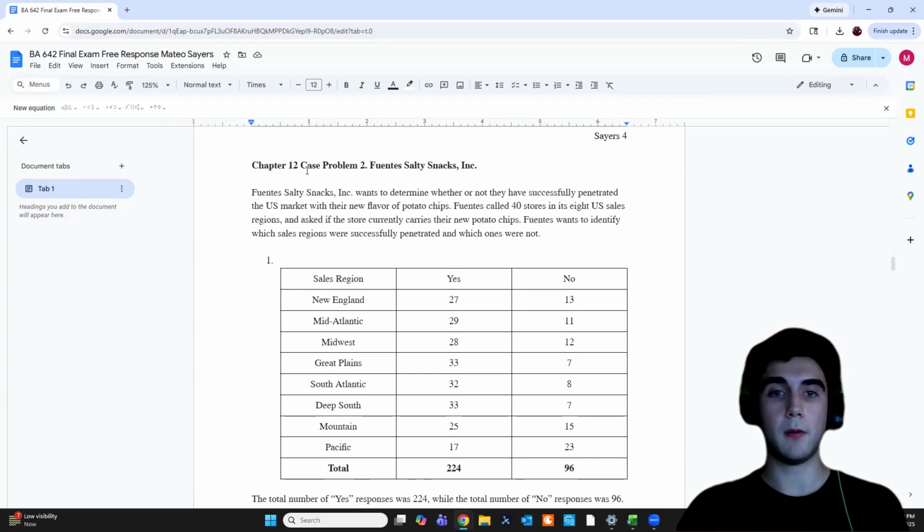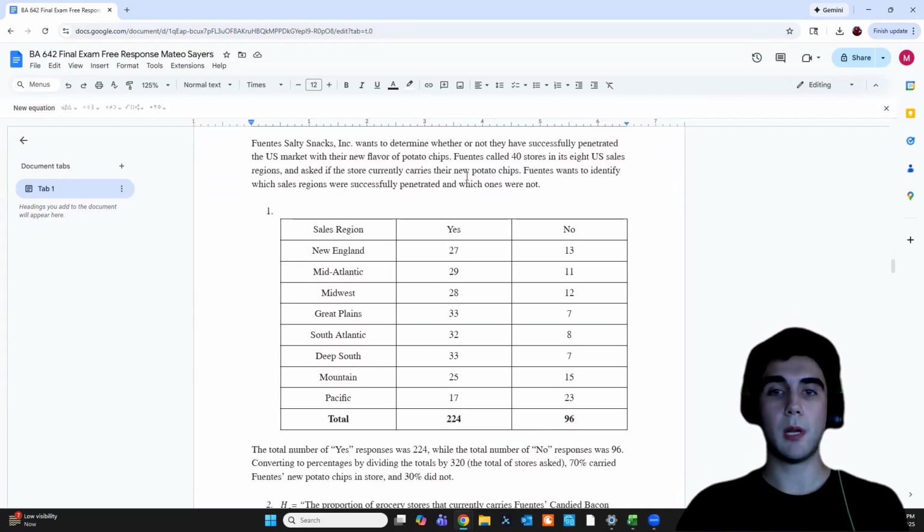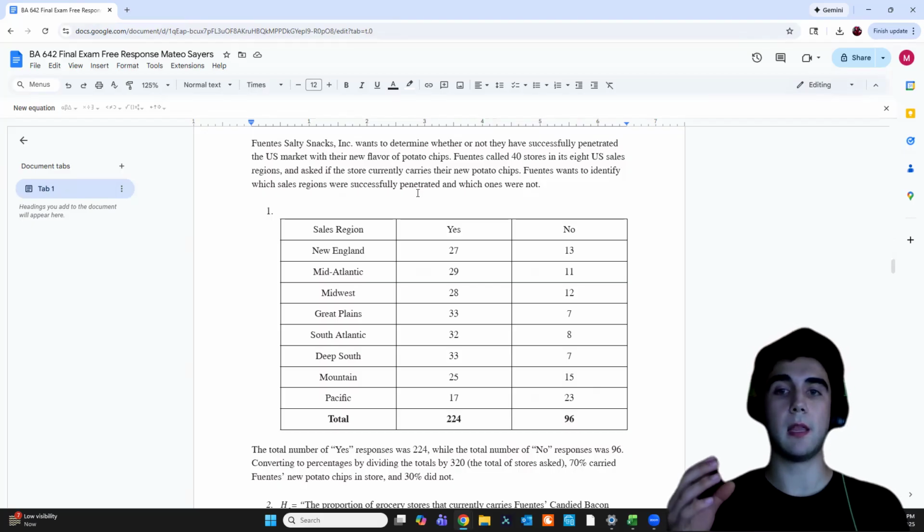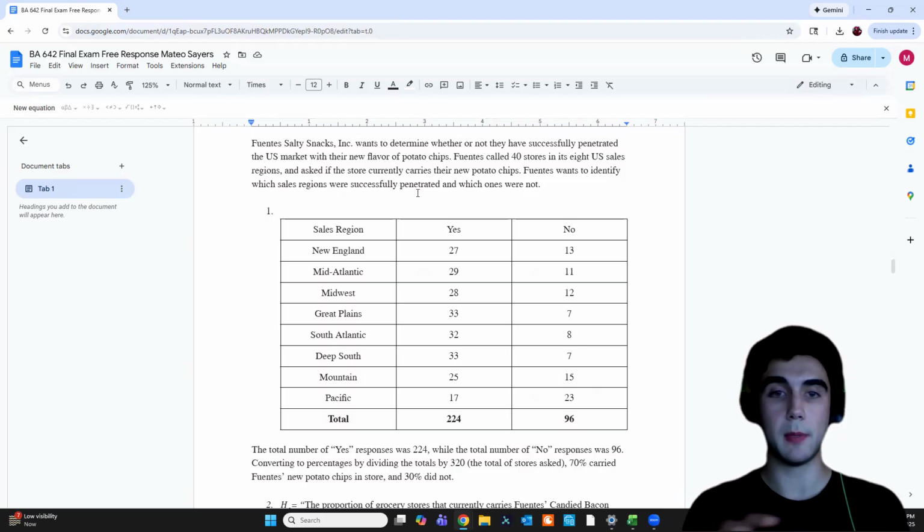Moving on to Chapter 12, Case Problem 2, the Fuentes Salty Snacks Incorporated case problem. So they wanted to determine whether or not they have successfully penetrated the US market because they made a new flavor of potato chips. They called 40 stores in the 8 US sales regions they possess, and they asked the store if they currently carry their new potato chip.